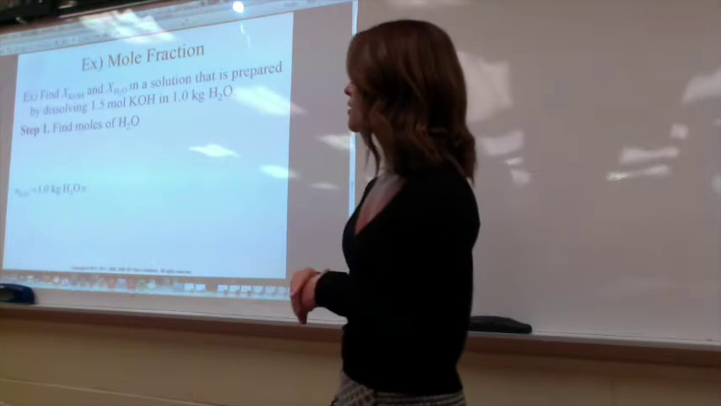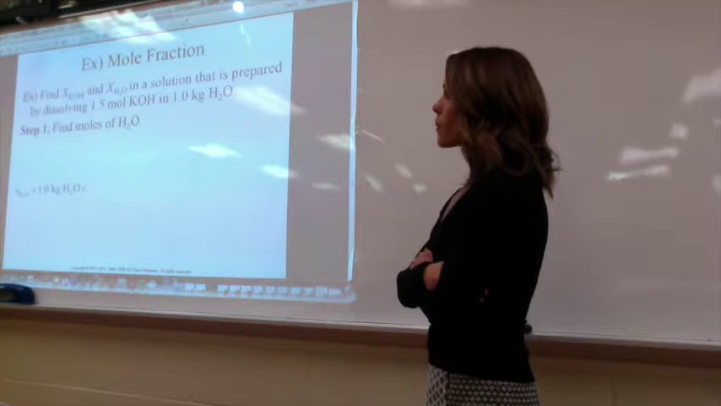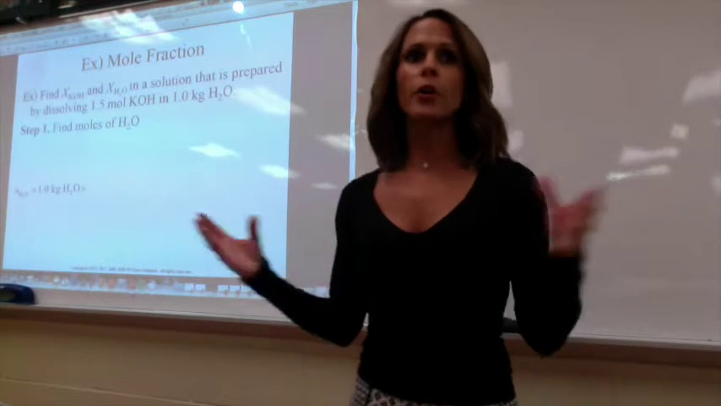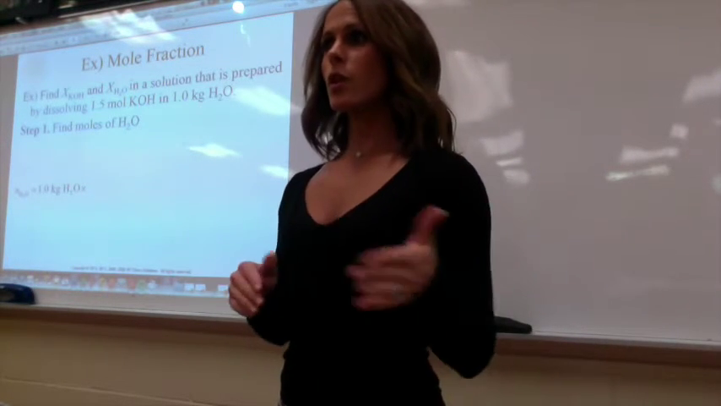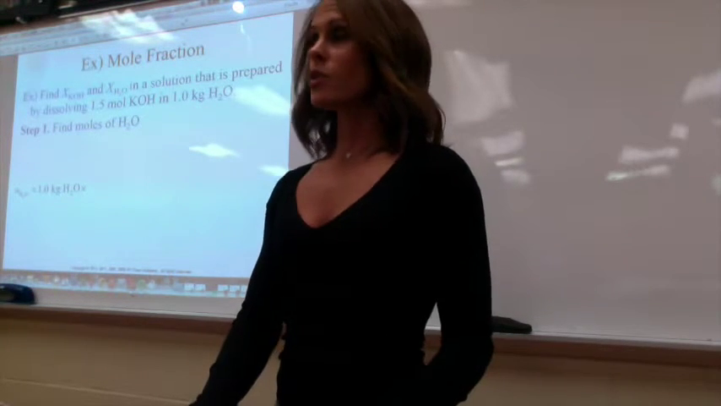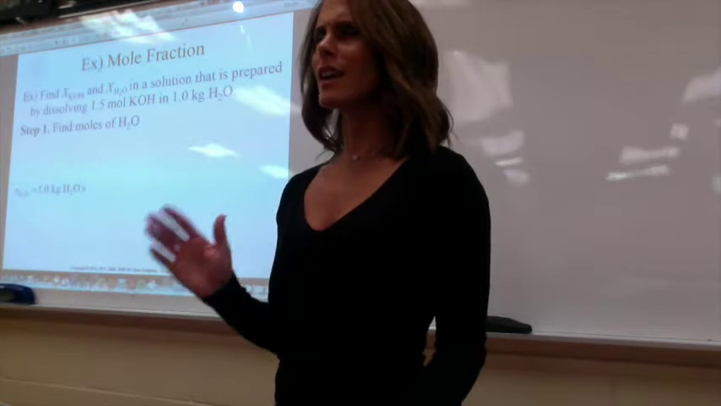So go ahead and try and solve this. It says, find the mole fraction of each after you dissolve 1.5 moles of potassium hydroxide in 1 kilogram of water. So your particles that are floating around in solution are potassium hydroxide and water. So you need to know moles of potassium hydroxide, which it gave you, and then moles of water. So convert kilograms to grams, and then grams to moles.